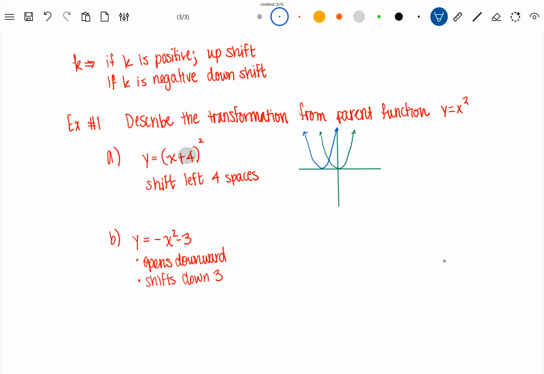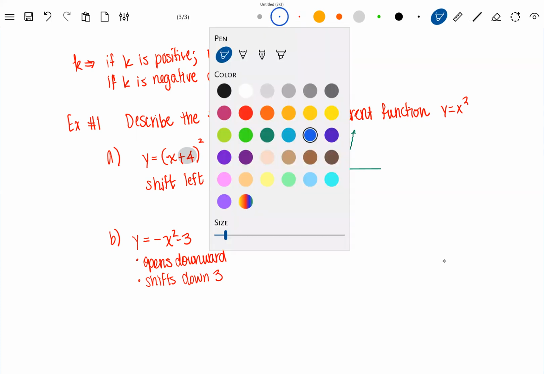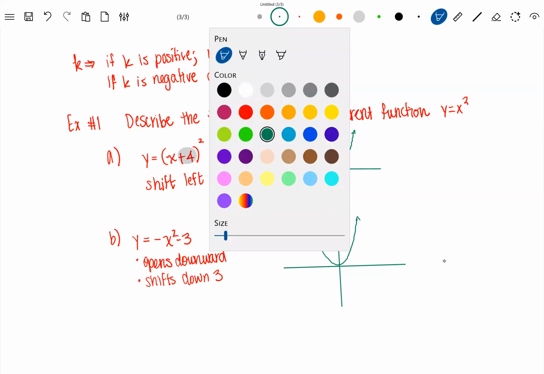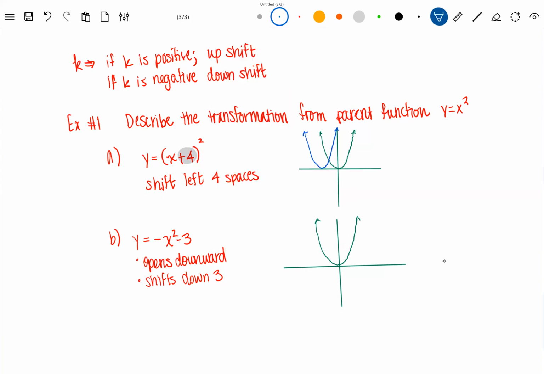So if I was to draw the two graphs again, the parent function would look like this. This new function here opens downward and it is shifted down 3. So it would look something like that.